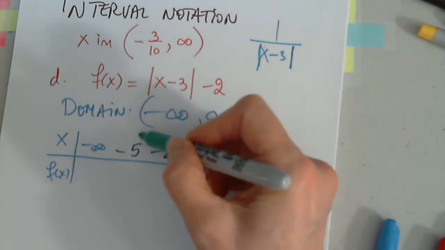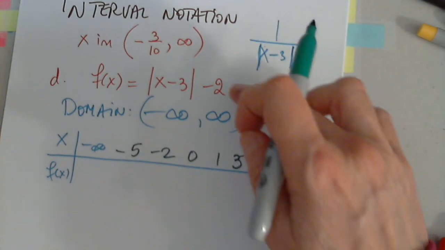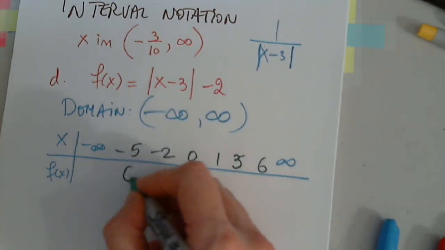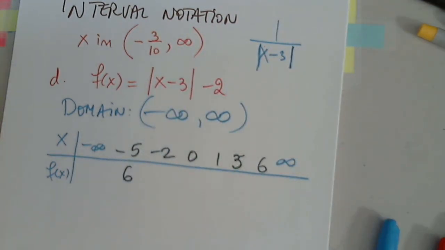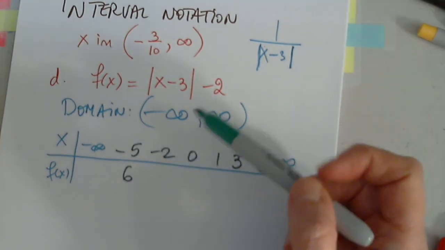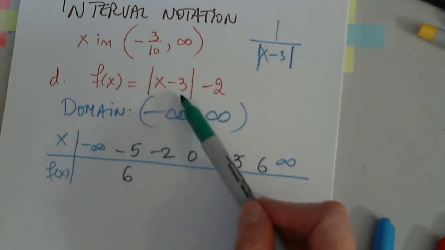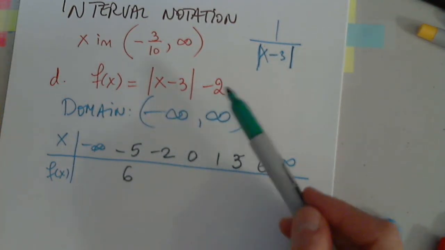For the first one, it's going to be, yes, exactly, 8 minus 2, very good, 6. Perfect. India, will you give us the answer for -2? Five minus 2, which is 3. So this will be -2 minus 3, which is -5. The absolute value will be 5, minus 2 is 3.